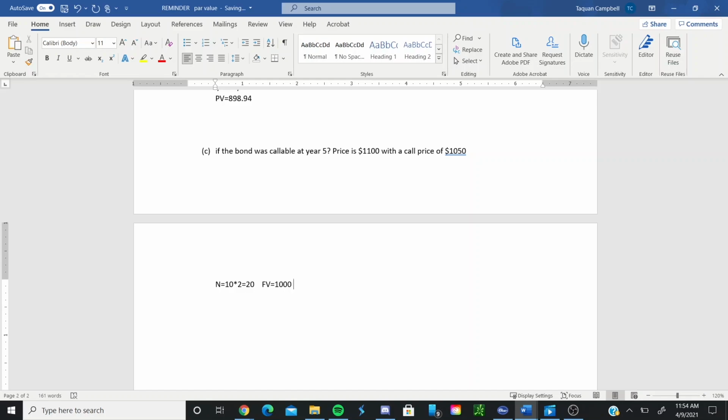So FV equals 1,000 from the original problem. We're going to keep payments the same as $50 semi-annually or $100 annually. So we're going to divide that by 2. We should get 50 again. Let me just put some space here.